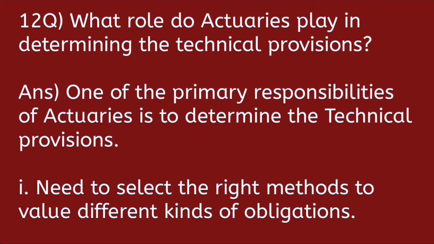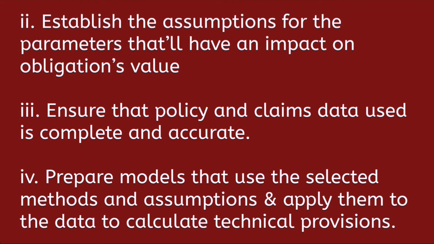What role do actuaries play in determining the technical provisions? One of the primary responsibilities of actuaries is to determine the technical provisions. They need to select the right methods to value different kinds of obligations, establish the assumptions for the parameters that will have an impact on obligations value, and ensure that policy and claims data used is complete and accurate. They prepare models that use the selected methods and assumptions and apply them to the data to calculate technical provisions.